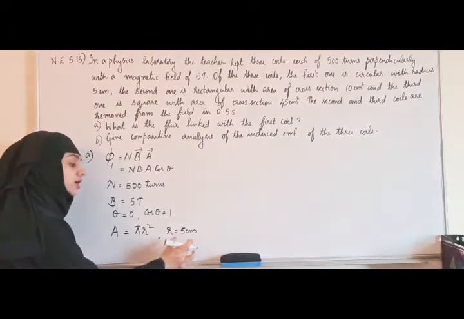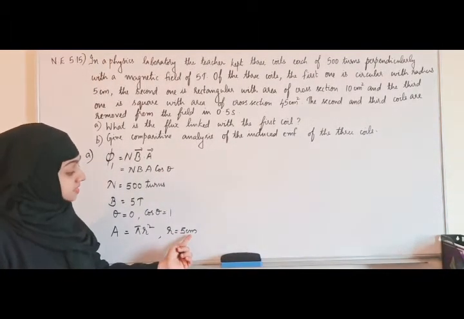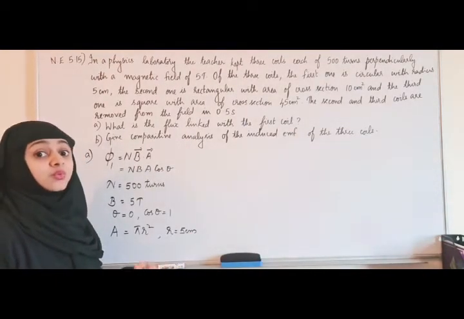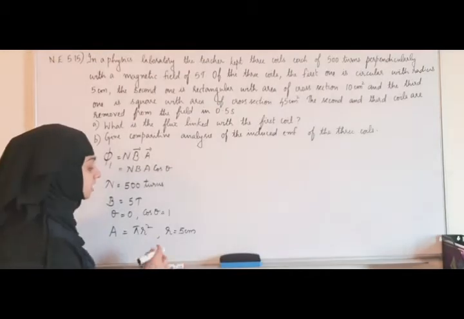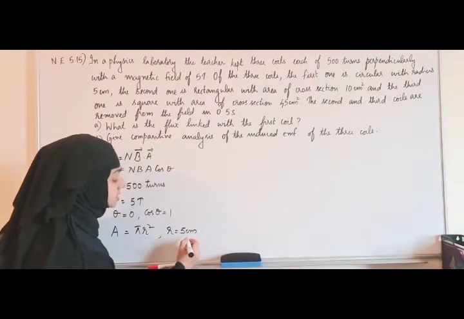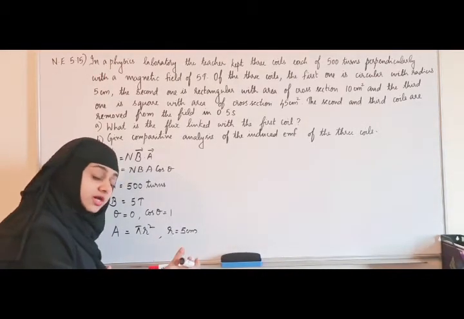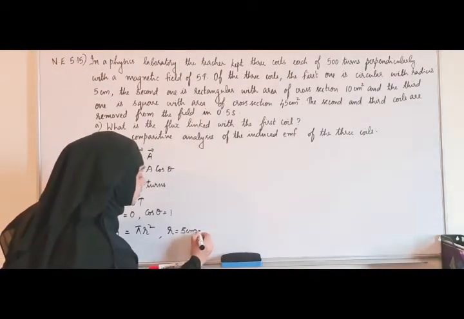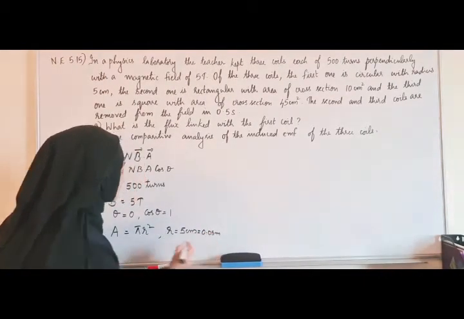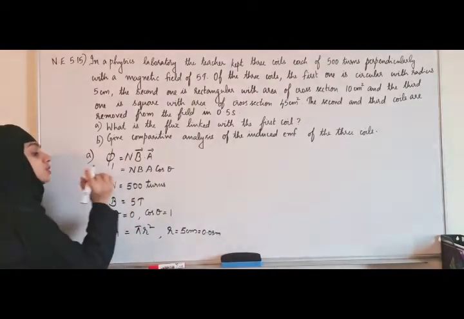Can we directly use this in the formula? No. Why? Centimeter. We have to use the SI unit, which is meters. So we will have to convert this into meters. 5 centimeter is equal to how many meters? We have to divide it by 100. So this is equal to 0.05 meters.